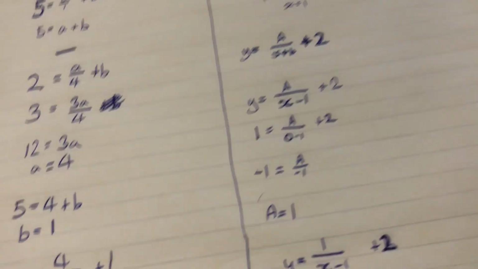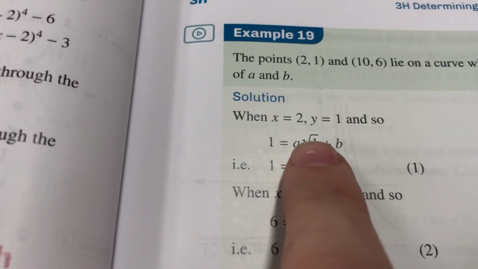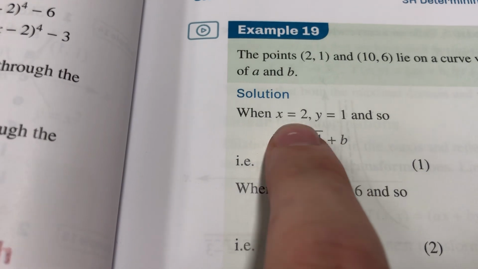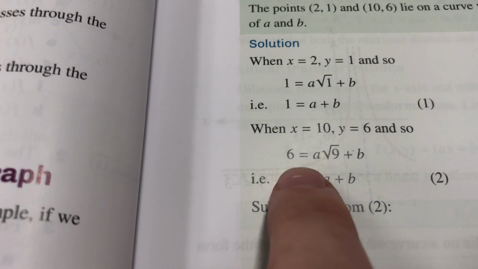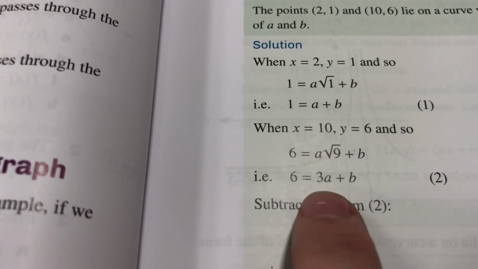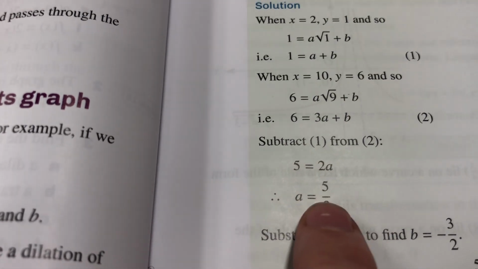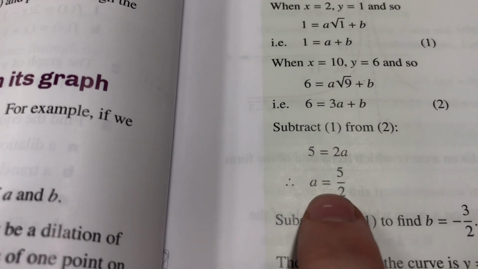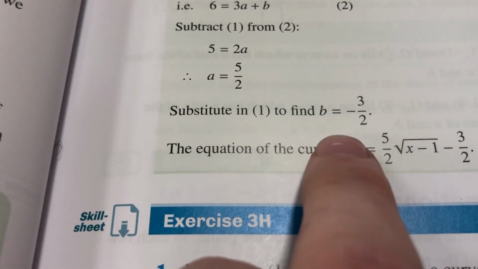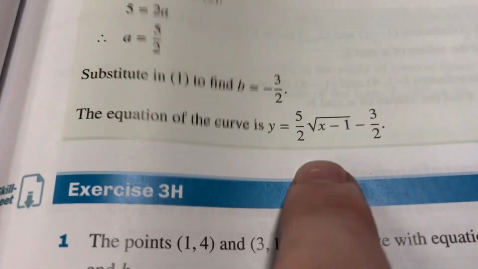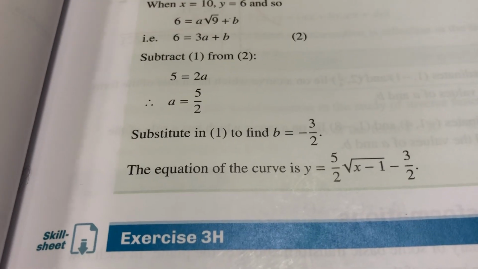I want to quickly work through question 19, which is fairly similar. We substitute in our x and y value and it gives us this answer. We then substitute in our other x and y value and it gives us this answer. From there, we subtract one from the other, which gives us a value of a equal to 5 on 2, and then substitute in to find b, and finally that would give us our final equation. It's a little bit confusing, so I'll get you to have a read through that.